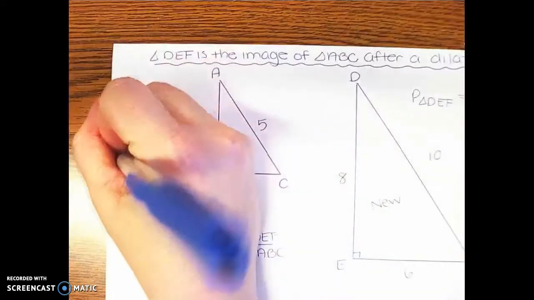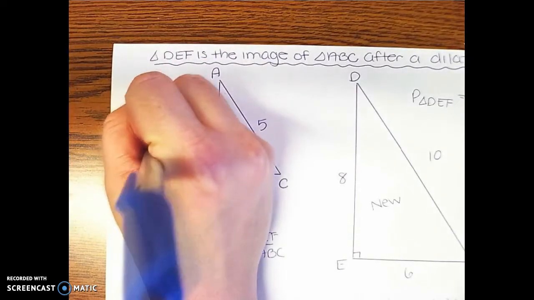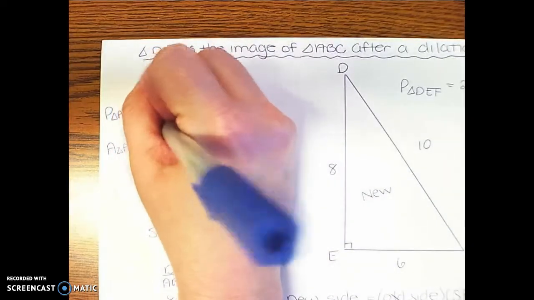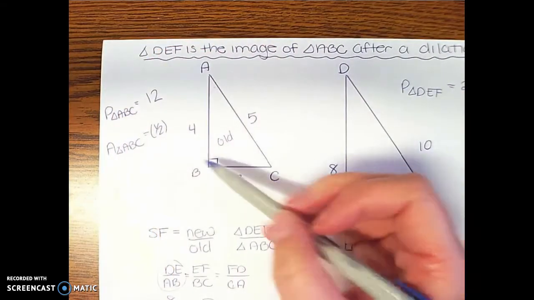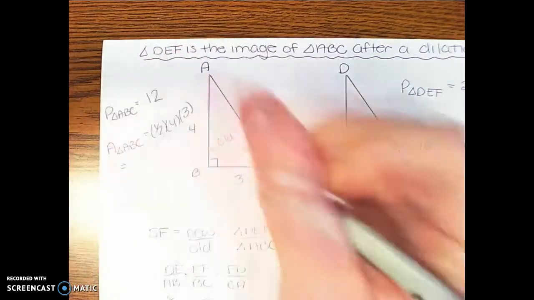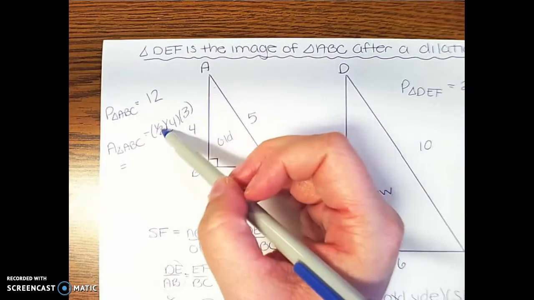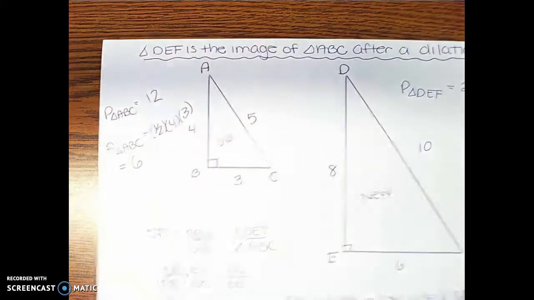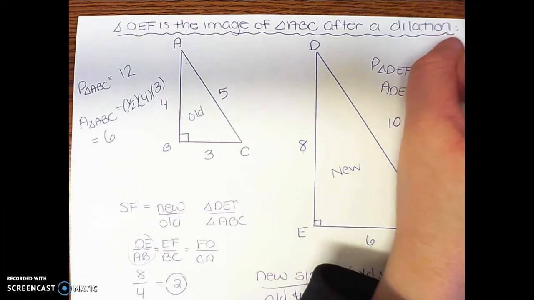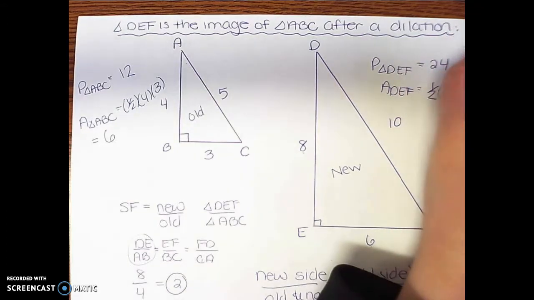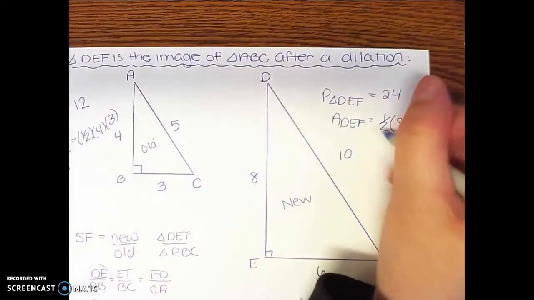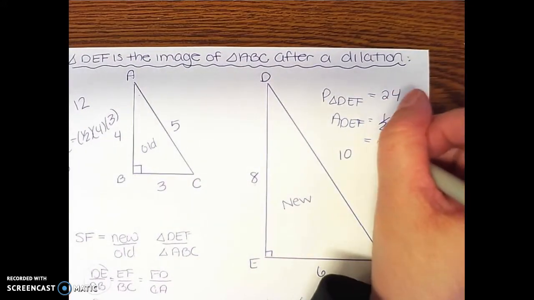So my area of triangle ABC is, remember, area is 1/2 base times height. These are right triangles, so my base and my height are 3 and 4. So I have 4 times 3 is 12. Half of that is 6. My area of triangle DEF is 1/2. My base and my height are 8 and 6. So my area is 24.